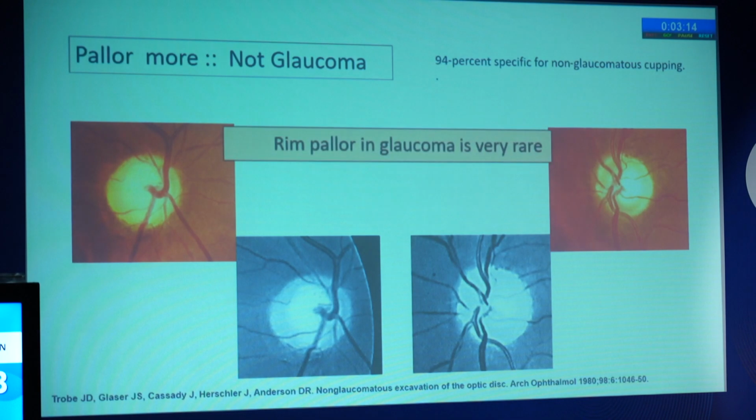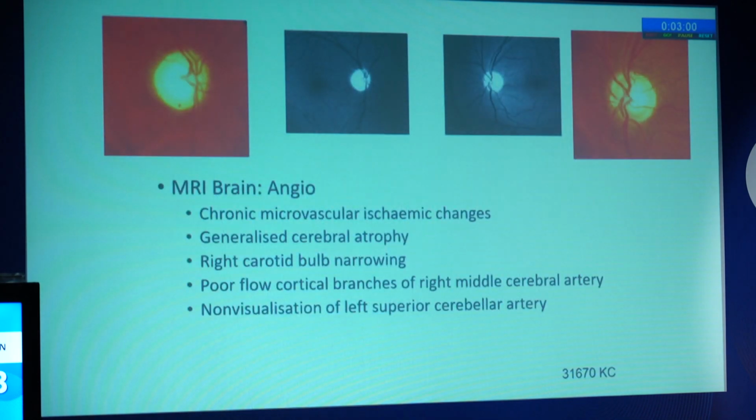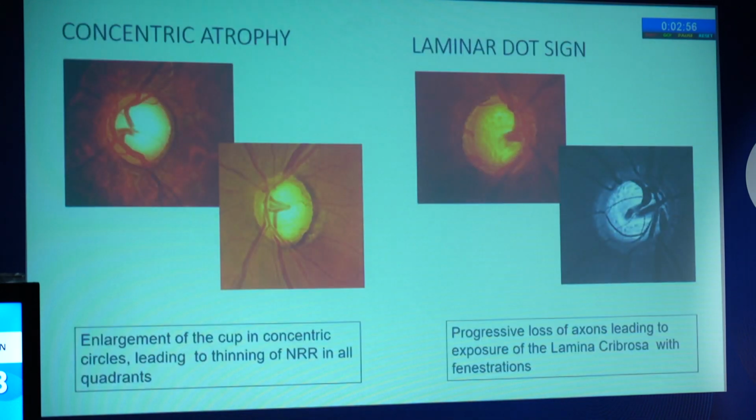So here, rim pallor in glaucoma is very rare, and you need to identify and evaluate this disc. This was an Ayurvedic physician who was on glaucoma drugs, and his perimetry and visual field defects were like this. But when MRI was done, we found different findings, and this is definitely not glaucoma.